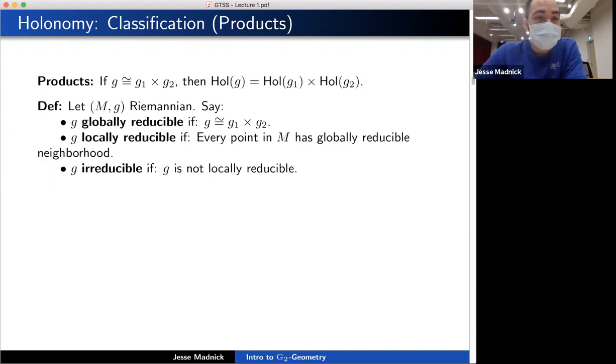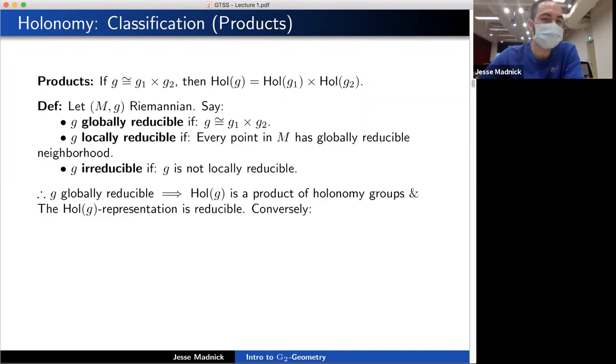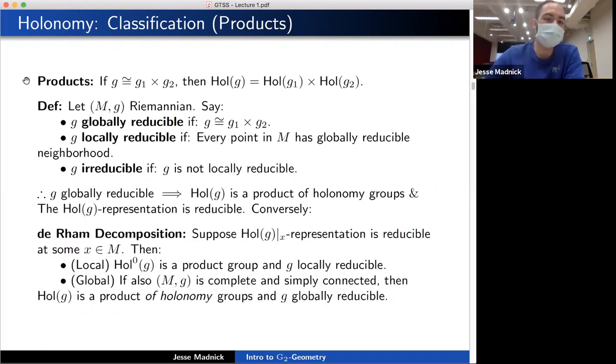Let's introduce some words. Say that a metric g is globally reducible if it's globally a product, locally reducible if it's locally a product, and irreducible if it's not locally a product. What this fact says above is that if g is globally reducible, then the holonomy group is a product of holonomy groups, and not only that, but the holonomy representation is reducible. Phrased this way, there's a converse. This converse is called the de Rham decomposition theorem, and there is a local statement and a global statement.